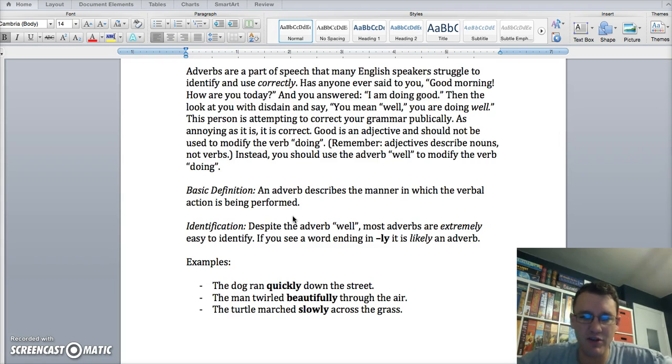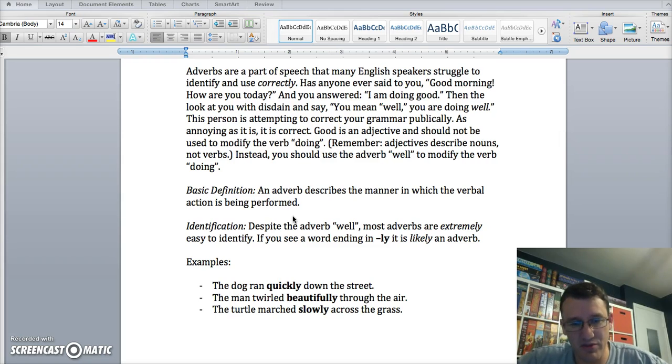The basic definition of an adverb is it tells you the manner in which you are accomplishing the activity of the verb. So I am doing well means that the manner in which I am doing is well, rather than I'm somehow acting on the idea of well. Rather this is the manner in which I'm completing the action of the verb.